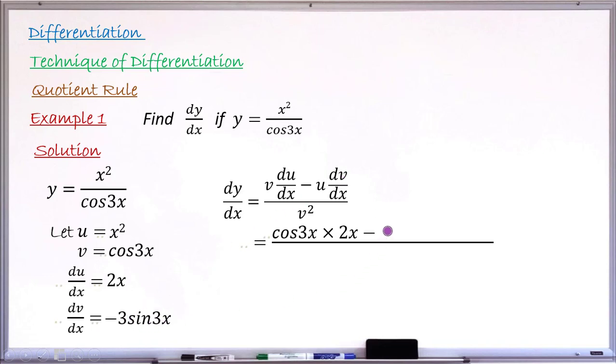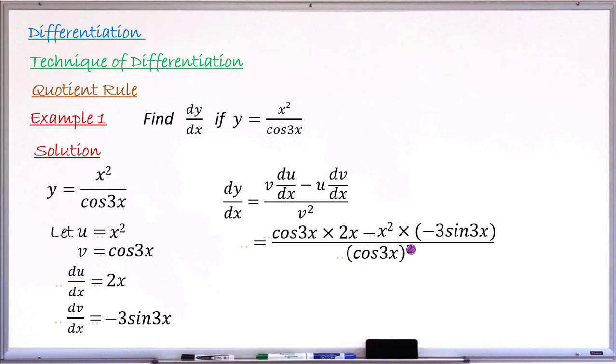So let me write it there. I'm going to have x squared times open bracket minus 3 sine 3x, all over my v squared, and v squared, remember, is this cos 3x. So I'm going to have cos 3x raised to the power of 2.